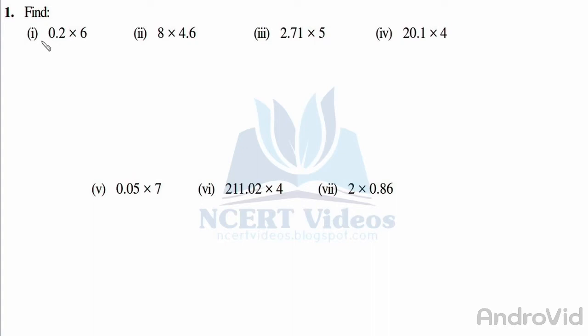First, find 0.2 into 6, 8 into 4.6, 2.71 into 5, 20.1 into 4, 0.05 into 7, 211.02 into 4, 2 into 0.86. So you have to find the products.